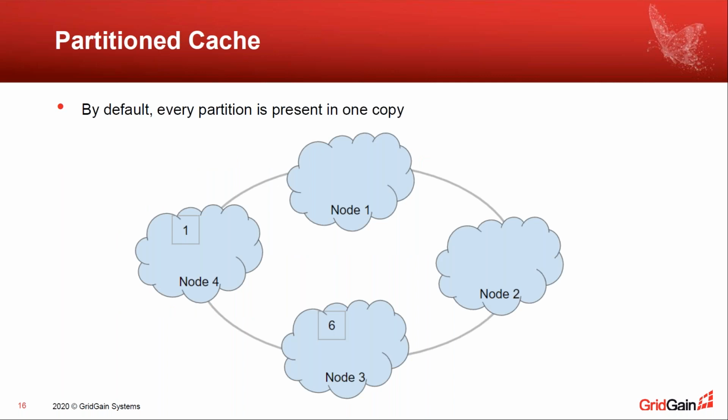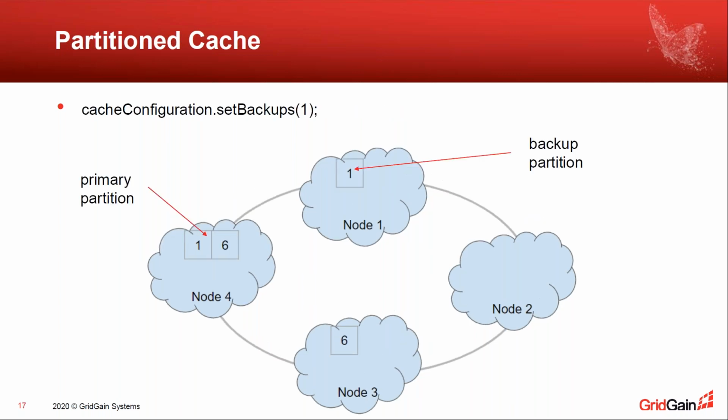By default, if you're using a partitioned cache, every partition is present in strictly one copy, and this can be dangerous because in case one node leaves, you may lose your data. But you can configure the desired number of backups. For example, if you pass one, as you can see in this example, partition one is present in two copies. And when there are backups, there are also primaries. There's always a primary partition, which is responsible for coordinating and synchronizing access to your data. If the primary leaves, then the primary is reassigned to one of your backups.